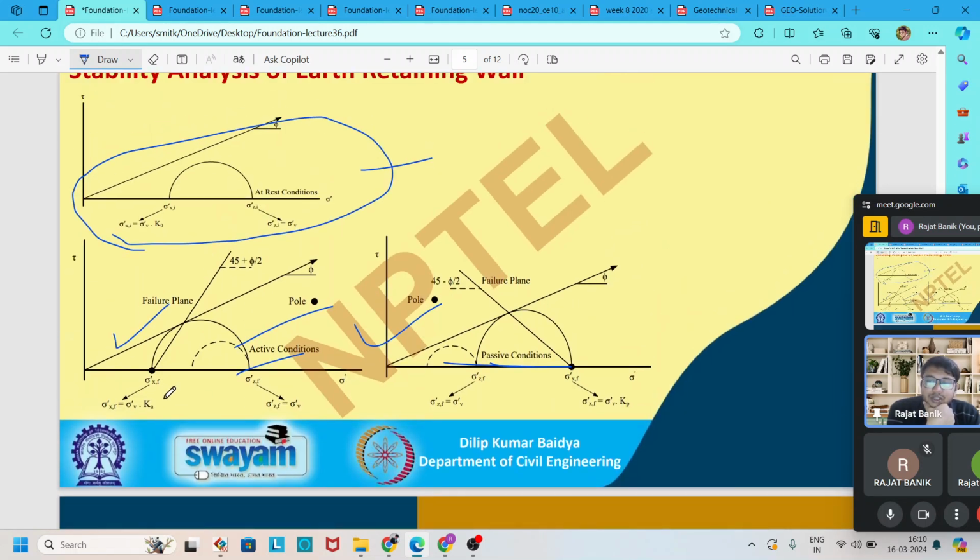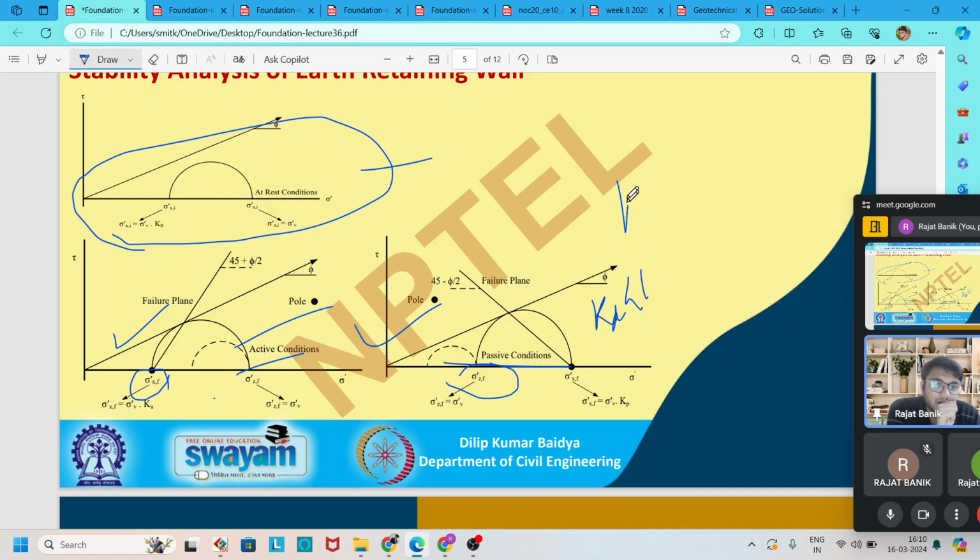In active earth pressure, the horizontal pressure is less than the vertical pressure. In passive earth pressure, the horizontal pressure is greater than the vertical pressure. According to this, the major and minor principal stresses also change. In the active case, the major principal stress is the vertical stress and the minor principal stress is the horizontal pressure. In the passive case, the major principal stress is the horizontal pressure and the minor principal stress is the vertical pressure.